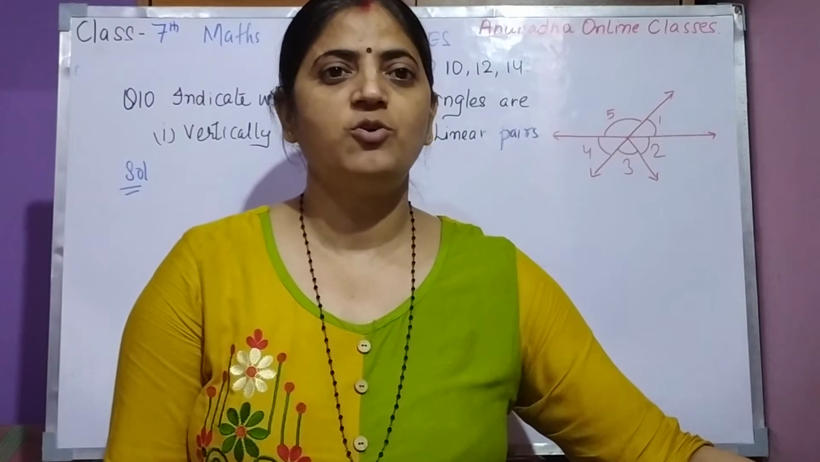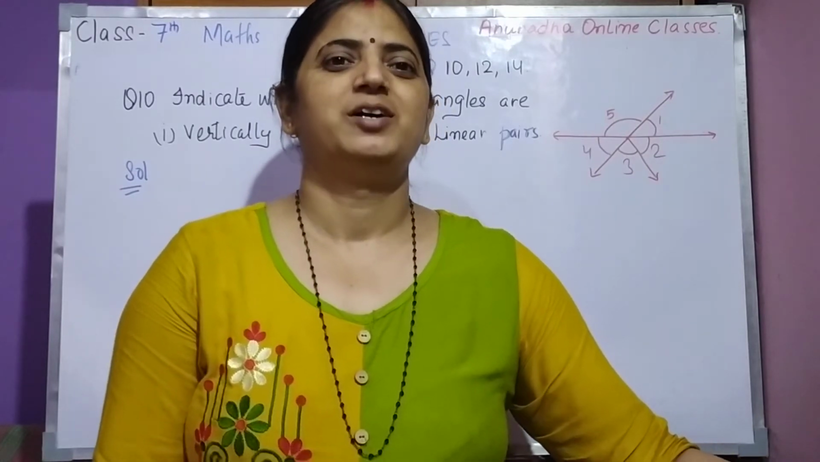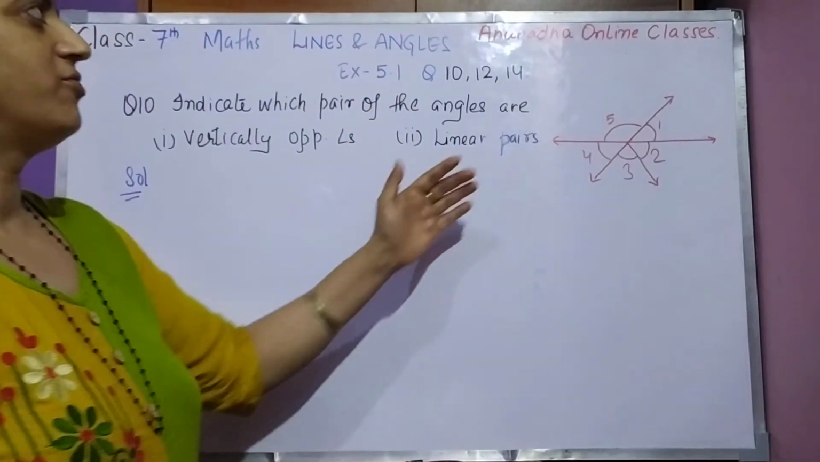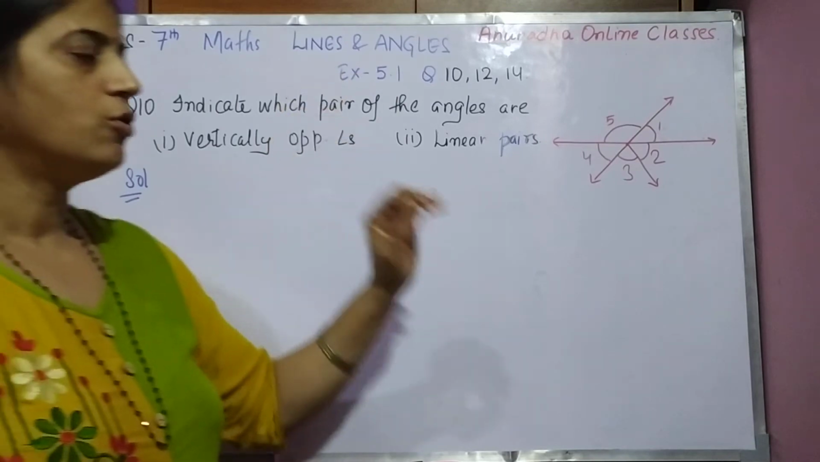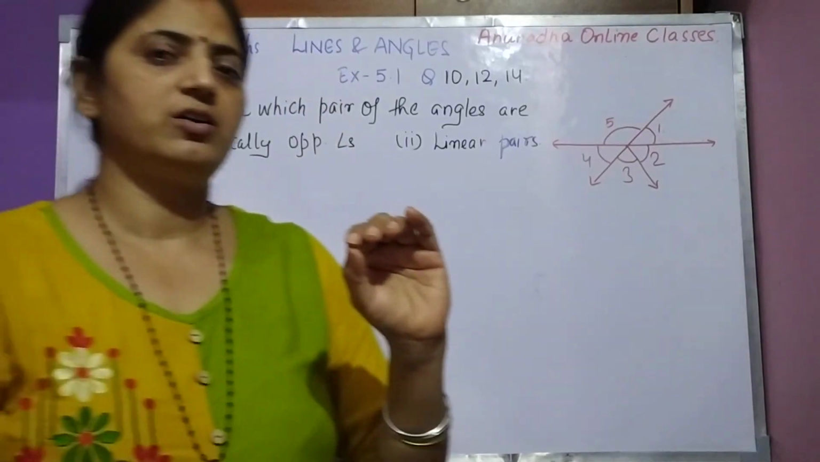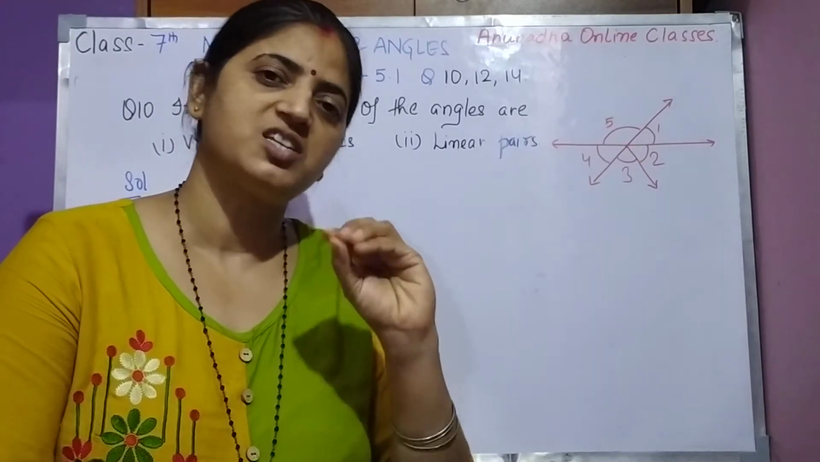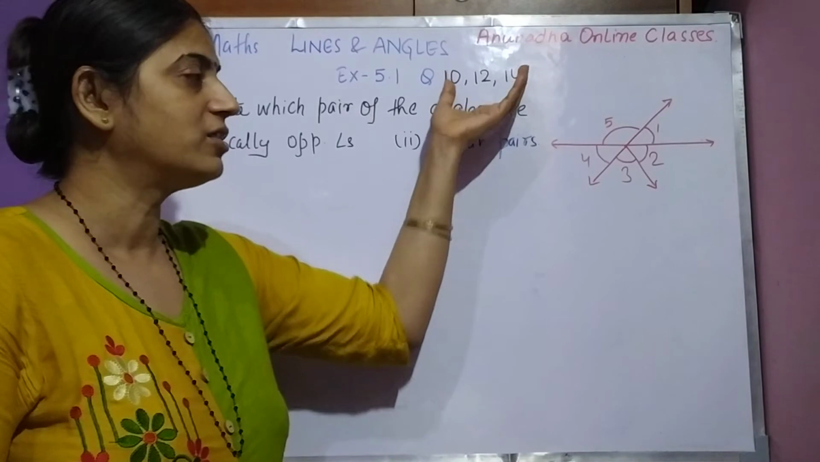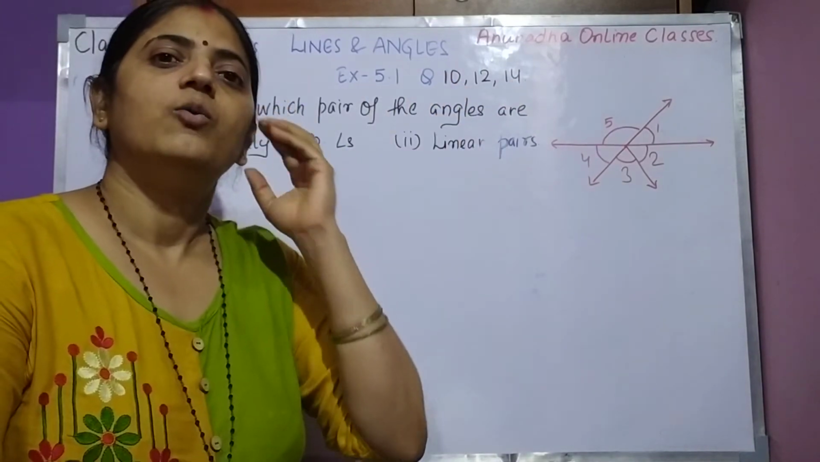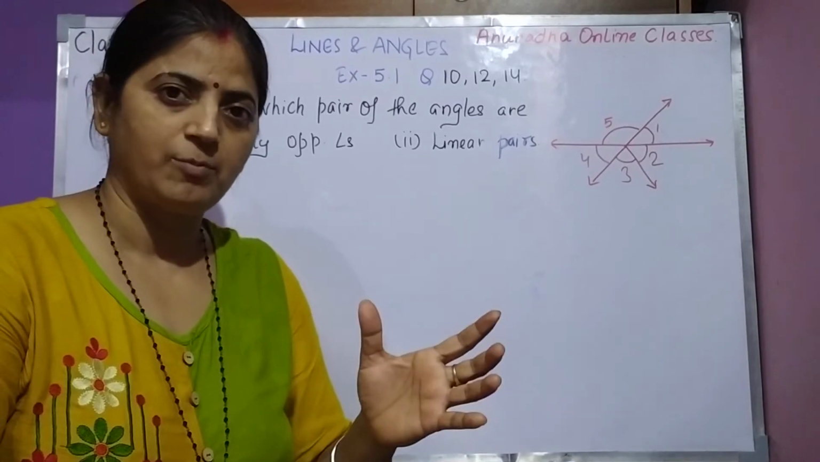Today I am with you with class 7th Lines and Angles, chapter number 5. Already we have done some of the questions of exercise 5.1. Some more questions are there where you have to understand a little bit, where you people face some difficulty. So I am just telling you these 3 questions, and they are very important from the exam point of view.